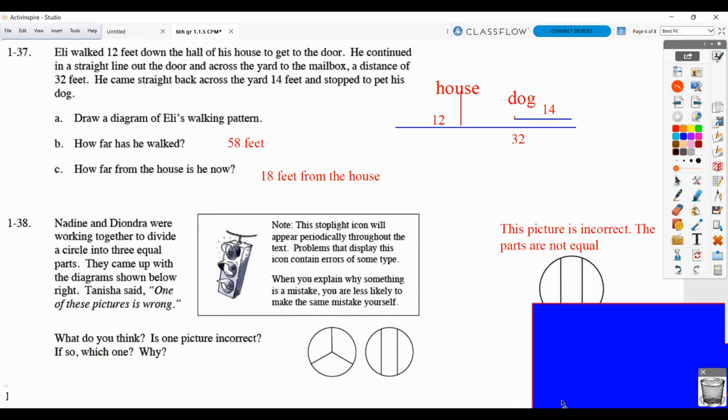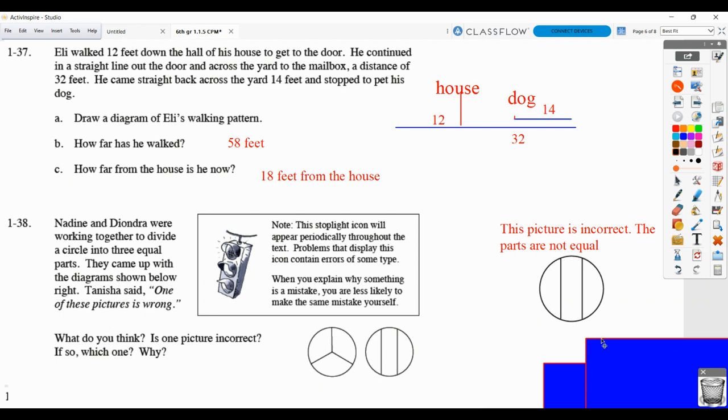So in this case, the mistake is in this circle. This has not been evenly divided into thirds. The two outside parts are not equal in size to the inside. This circle is divided correctly into thirds. This is the way we divide a circle into thirds.